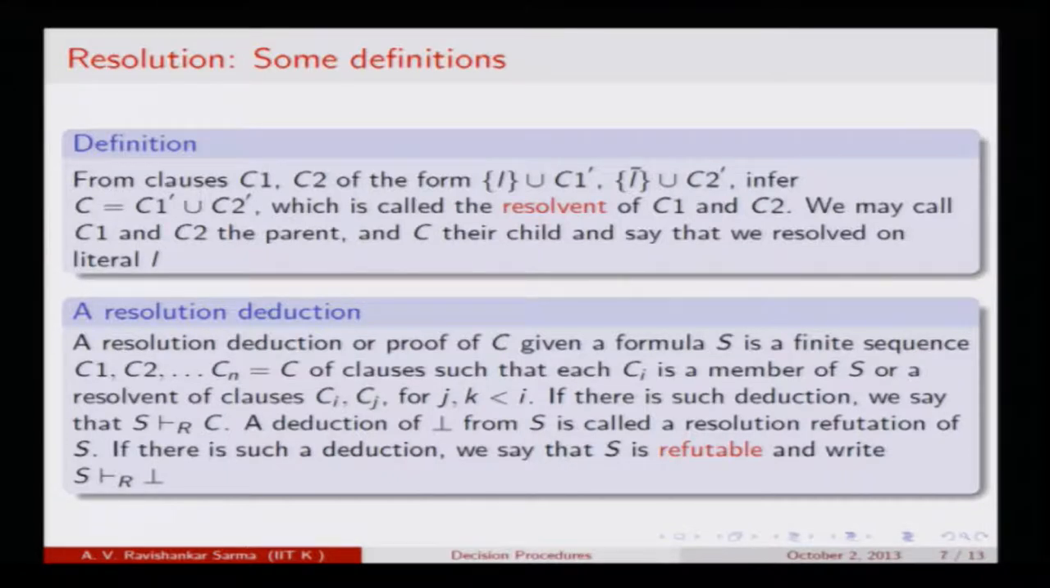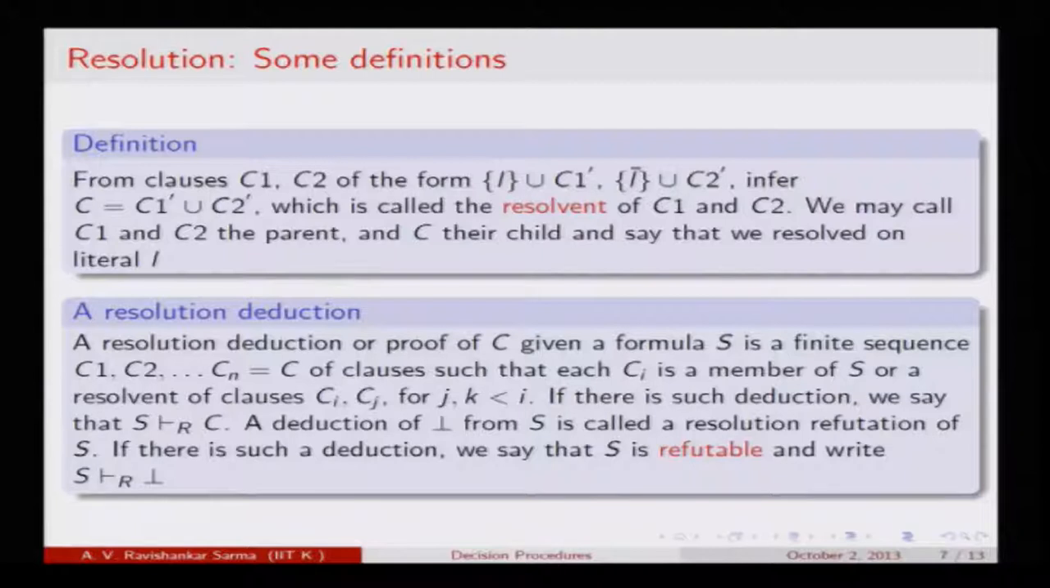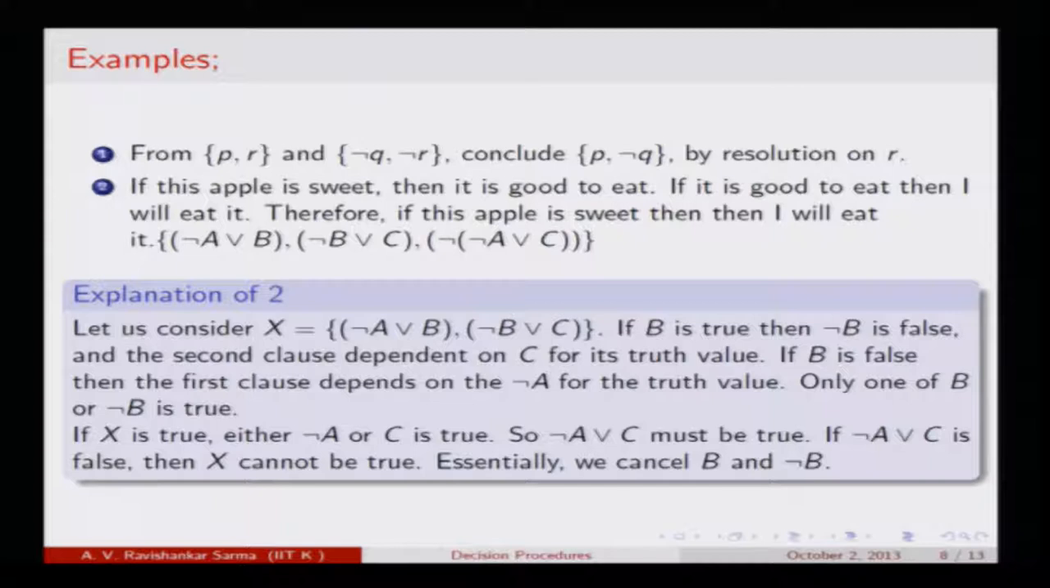Suppose you have clauses C1 and C2 and then you get an empty set, so what you deduced is an empty set. If there is such a deduction, we say that S is refutable, and we simply write that a contradiction or empty clause is derived from S, with respect to resolution refutation. The empty clause is always going to be false. Now let us talk about some examples so that we can understand this method in a better way.